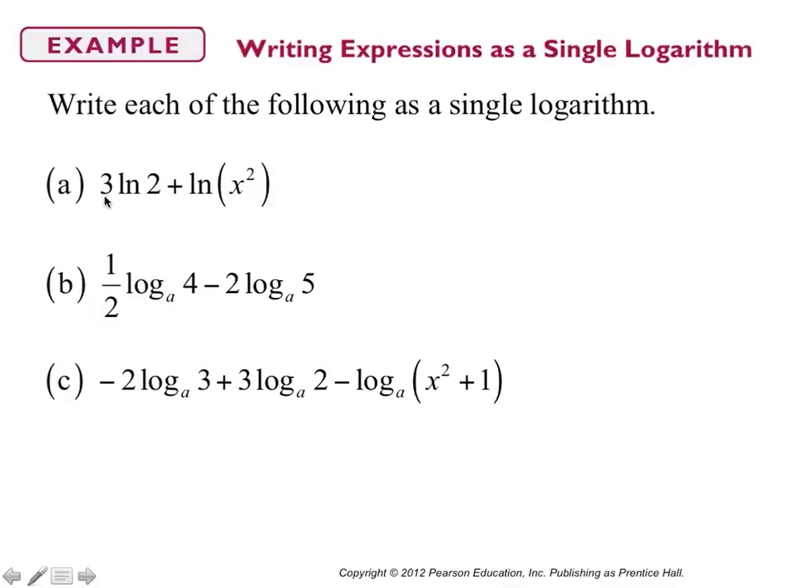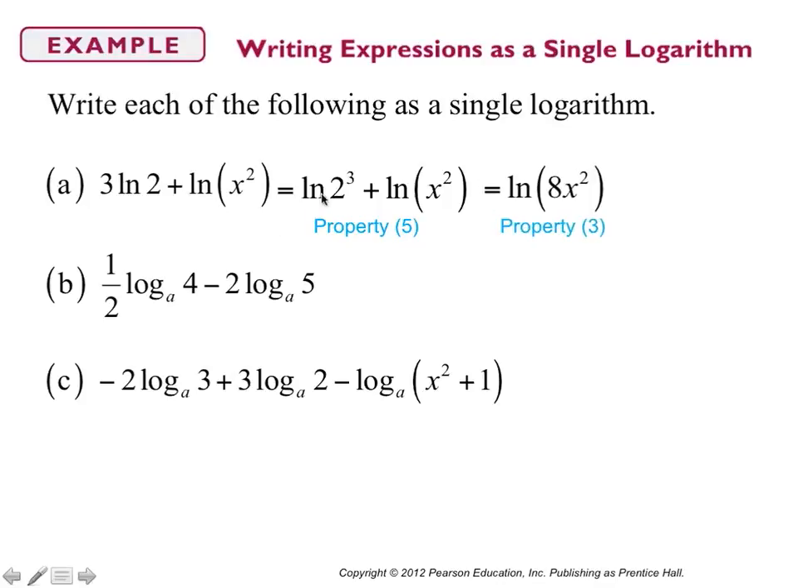So if we take a look at this one right here, we have 3 times ln of 2 plus ln of x squared. First, we use property 5, and we take all of the numbers that are out front and we rewrite them as powers instead of factors. So we have ln of 2 cubed plus ln of x squared. And then we just go ahead and rewrite our addition as multiplication. This is property 3. So this 2 cubed is just going to be 8. So we have 8 times x squared. So we're left with ln of 8x squared.